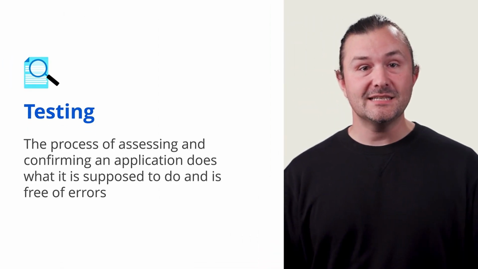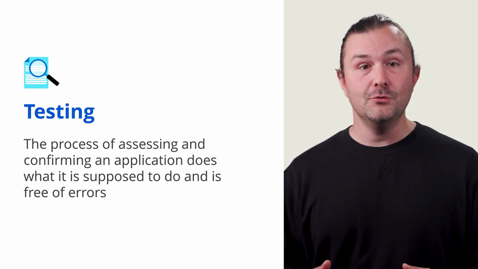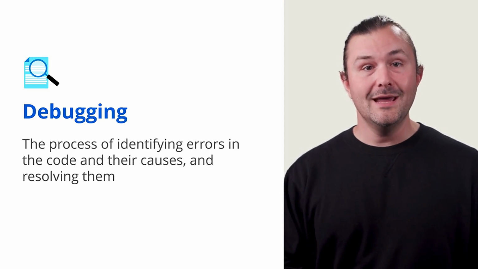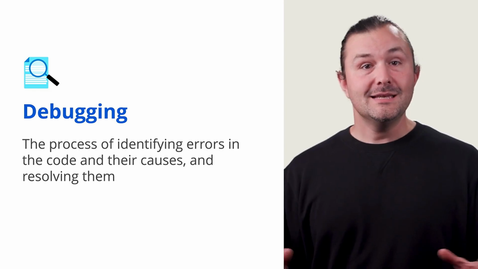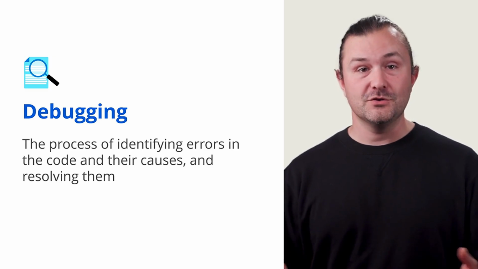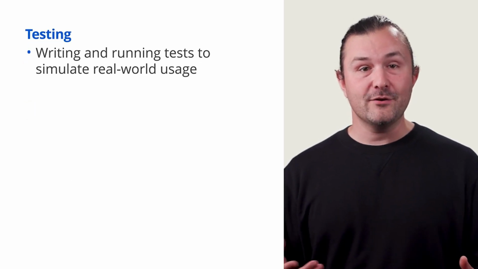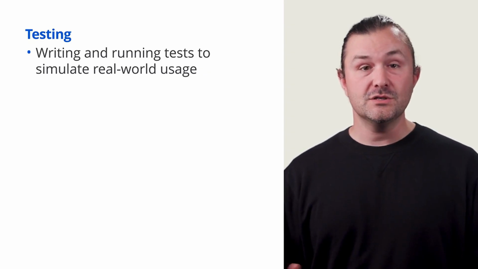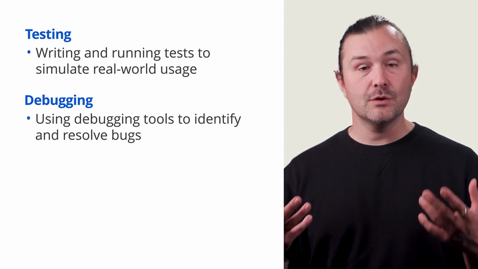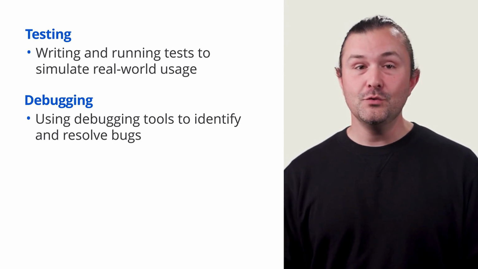For each of these backend development tasks, it's important to test and debug. In development, testing is the process of assessing and confirming an application does what it is supposed to do and is free of errors. On the other hand, debugging is the process of identifying errors in the code and their causes and resolving them. Testing and debugging are crucial to make sure everything runs smoothly, just like sound check before the concert starts. Testing involves writing and running various tests to simulate real-world usage and discover issues. Debugging involves using debugging tools to identify and resolve bugs. Regular testing and debugging help maintain the application's reliability and performance, ensuring a smooth user experience.